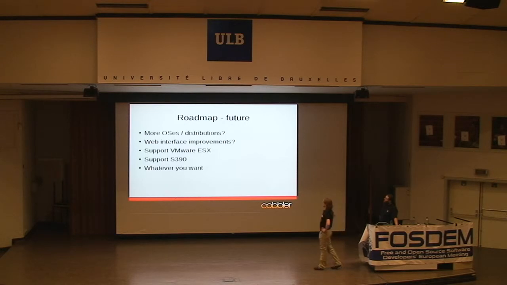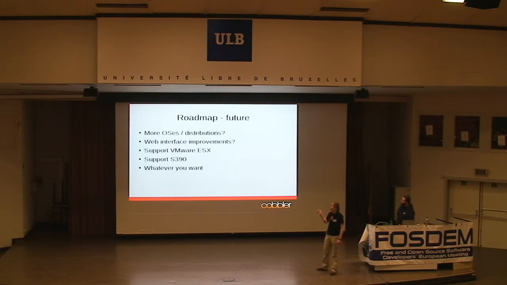Now, we might want to add, actually, we do want to add support for a lot more distributions. On my personal wish list are FreeBSD, NetBSD, and so on. We'd like to add some web interface improvements. I think we're actually going to submit that project for Google Summer of Code. Support VMware ESX, because we can now support Xen, we can support KVM, QEMU. These all work, but the other major virtualization project out there, of course, is VMware ESX Server. So we'd like to be able to deploy virtuals to ESX as well.